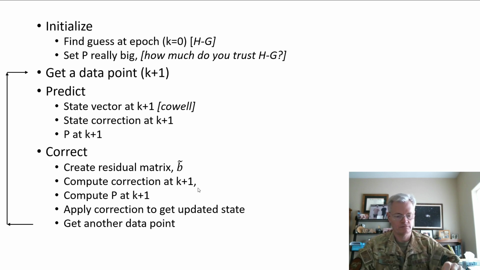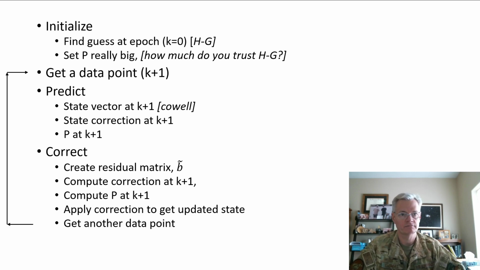All right, so let's just see if we can put all of this in one page here in the very, very general Kalman filter algorithm. First thing you got to do is initialize things. So we're going to find our guess at the solution at epoch 0, and that's the Herrick-Gibbs, just like you've already been doing.